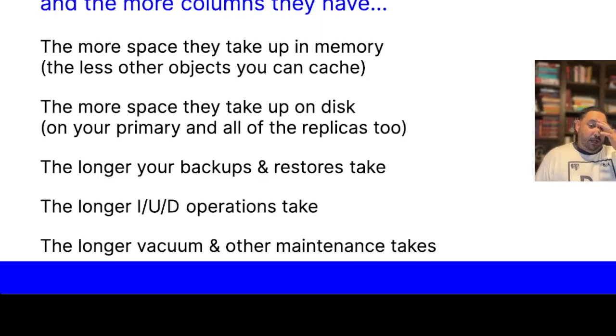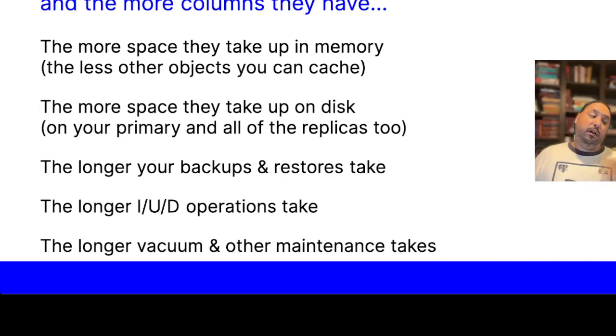And this is the thing. The more indexes that you have, and the more columns are in those, as we just saw, we added a couple more columns, the more space they take up in memory. That means the fewer other objects you can have in your shared buffers, or in your disk cache. They also take up more space on disk. That affects not only your primary, since we're basically working on a single node here, but as you get into production and you have replicas and failover machines, those machines have to be bigger as well, because it's going to take up more space over there.